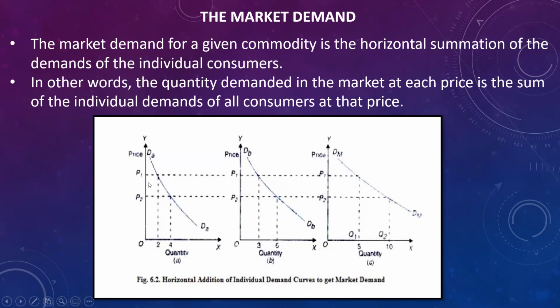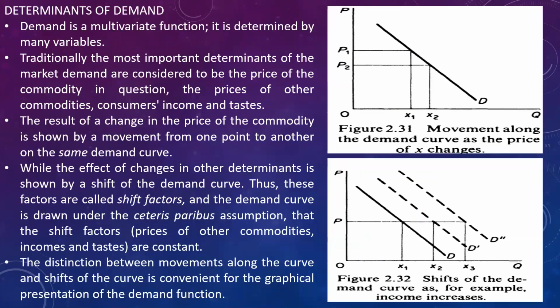At price P1, the quantity demanded by consumer A is 2 and by consumer B is 3. So the market demand will be 5 units at price P1. Likewise, at price P2, the quantity demanded in the market will be 10, so market demand will be 10 units at price P2.